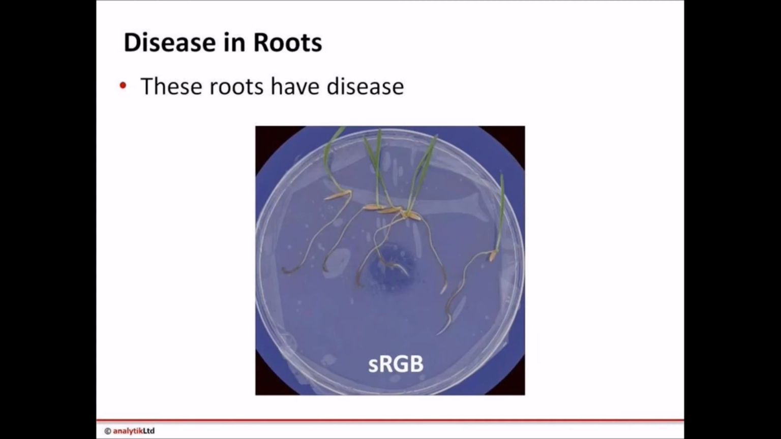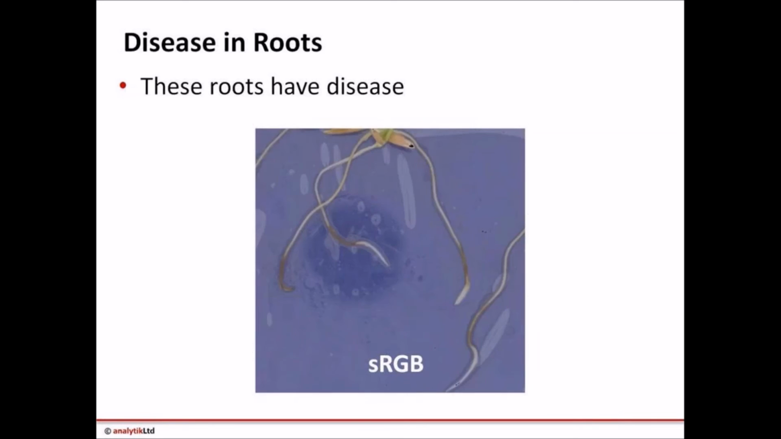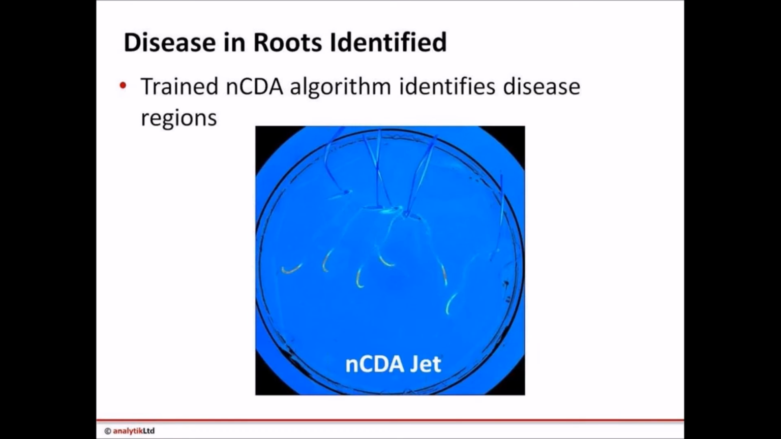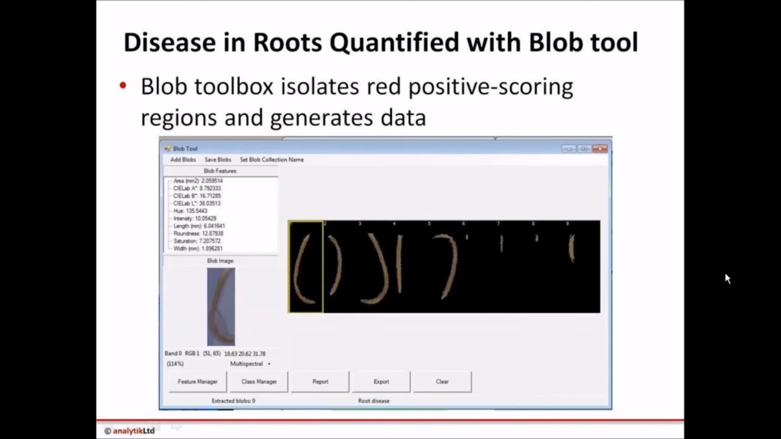Another application was root disease. So we've got a very clear agar with some seedlings growing in it, and they have diseased roots here. And again, all I've done is train an algorithm, this NCDA, to tell the difference between root disease and anything else. It's just the root disease that is important and interesting here. And again, use the Blob tool to pull out those areas and generate a whole load of data on it. So you could imagine doing a time series of this, taking images every half day or something and tracking how the disease or infection spreads through the roots. And you can export this to Excel and keep this data for further analysis later.